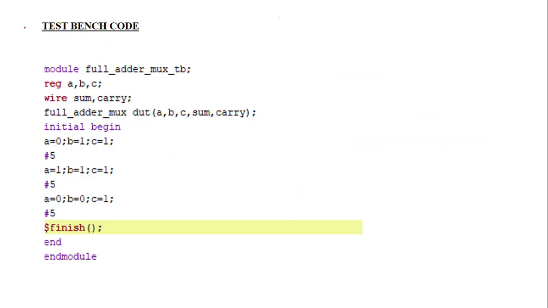So just look into the test bench. It is very similar to the full adder design code, so nothing has changed here. Just the module name and instance name are going to be changed. Module is followed by the module name, and the inputs are written in the reg data type. Outputs are simply written in the wire data type.